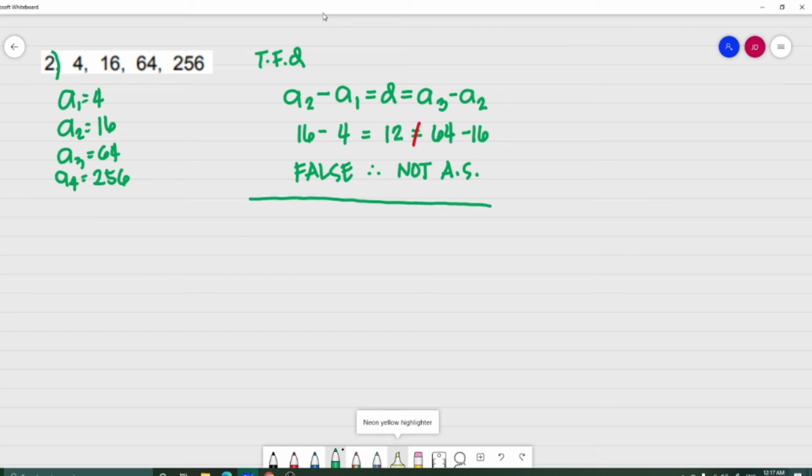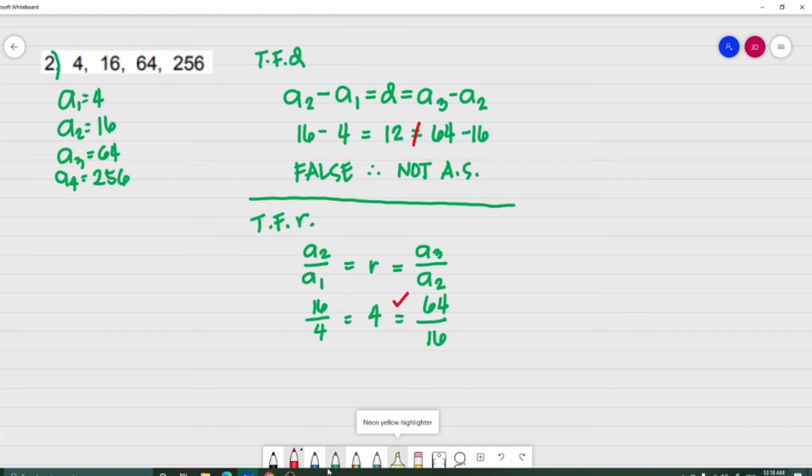Okay. Next, let us test for ratio. You have A sub 2 divided by A sub 1 equal to R equal to A sub 3 over A sub 2. Substitute values. 16 divided by 4 is 4 equals 64 divided by 16 is also 4. Therefore, we can conclude that the sequence is a geometric sequence.